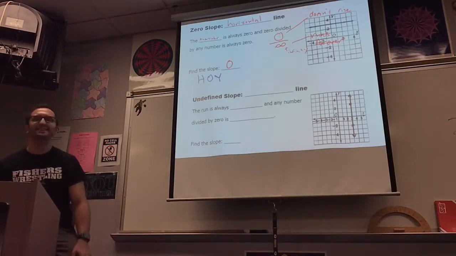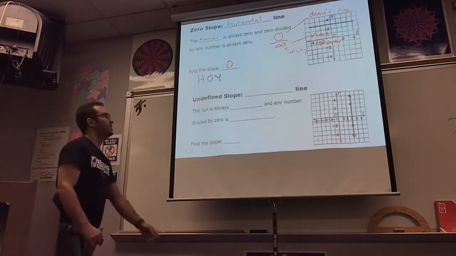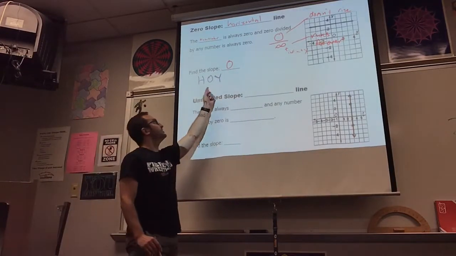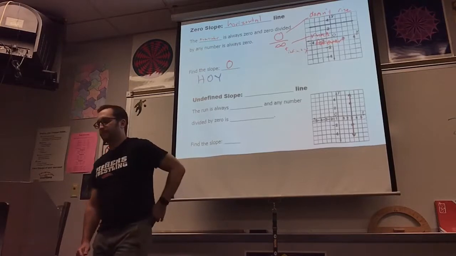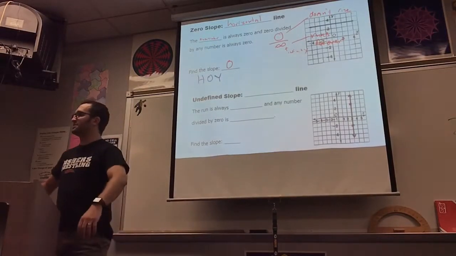HOI stands for horizontal line, 0 slope, y equals. You'll see the equation for this line.